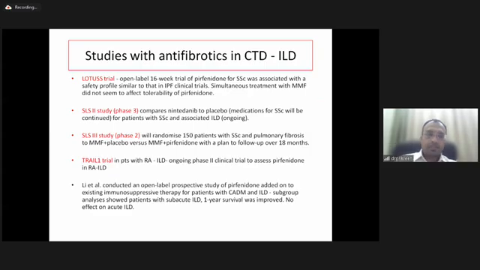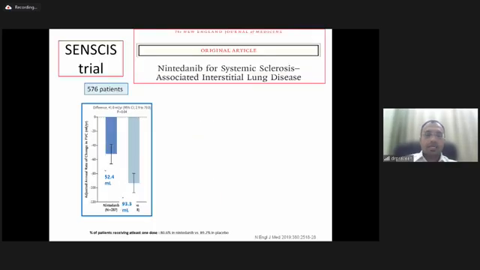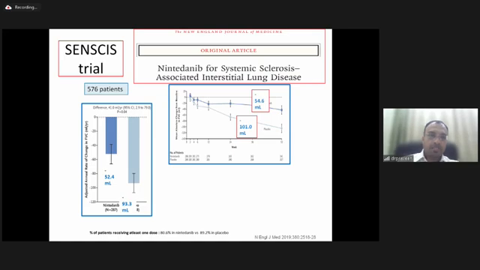Coming to the antifibrotics in ILD, there are a lot of trials, including the LOTUS trial, the SLS2 trial, and others, assessing various antifibrotics in ILD. I'll just touch upon a couple of trials. One is the SENSCIS trial, because that's the one which cemented the role of nintedanib in SSc-ILD. With 576 patients, the change in FVC was significant in those patients who were on nintedanib rather than placebo.